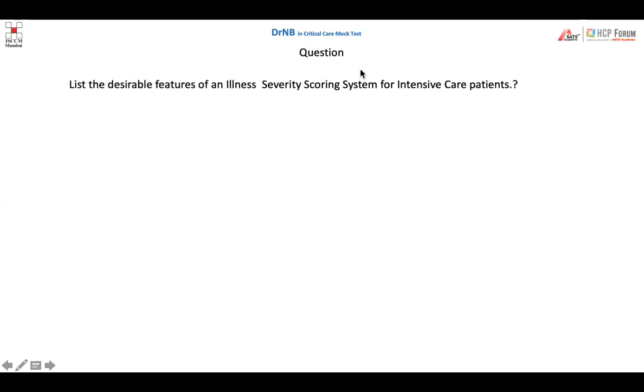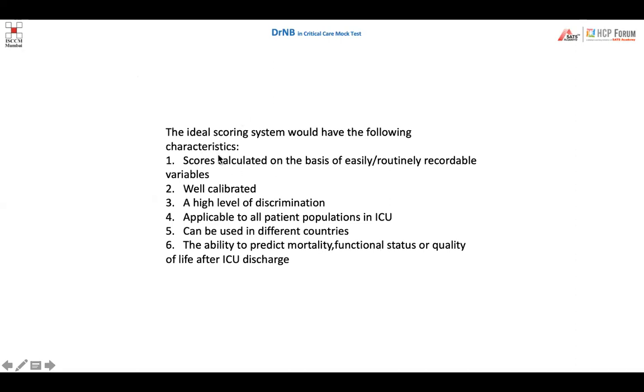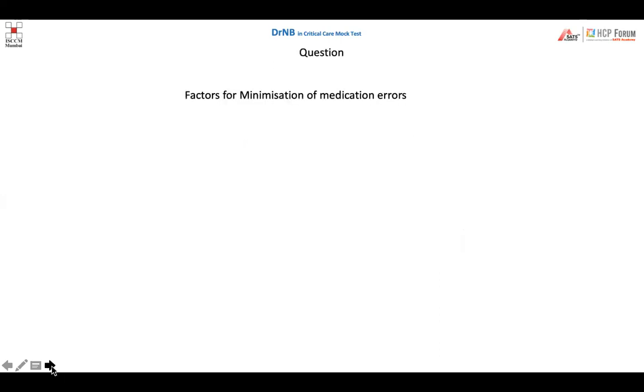List the desirable features of the illness severity scoring system for the ICU patients. So the ideal scoring systems should be calculated on basis of easily or routinely recordable variables. They should not be very difficult. It should be well calibrated. There should be a high level of discrimination. It should be applicable to all populations in the ICU, and can be used in different countries. The ability to predict mortality, functional status, or quality of life after ICU discharge.